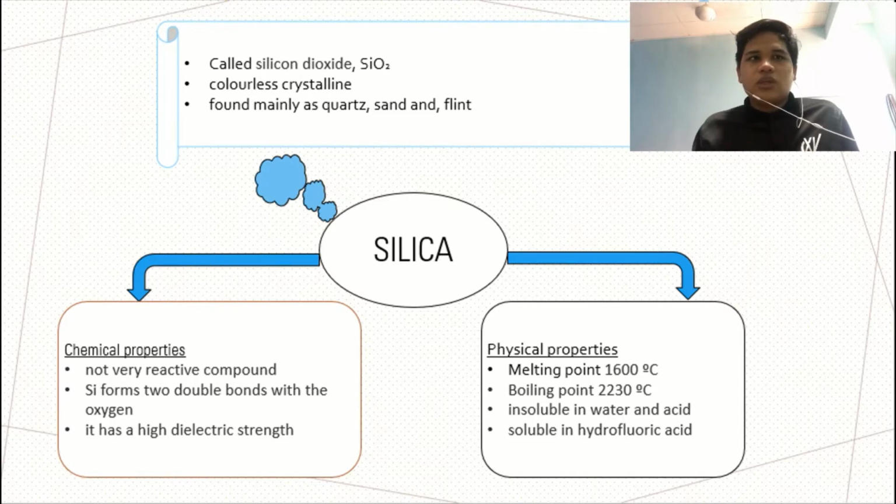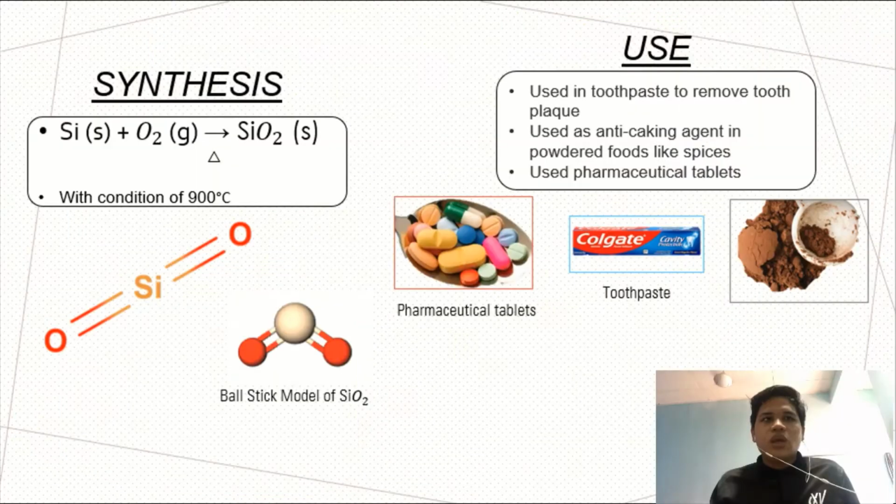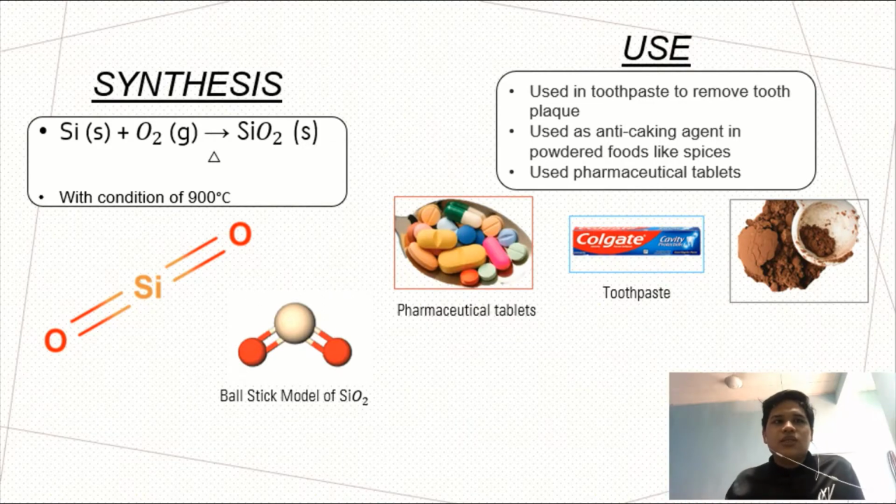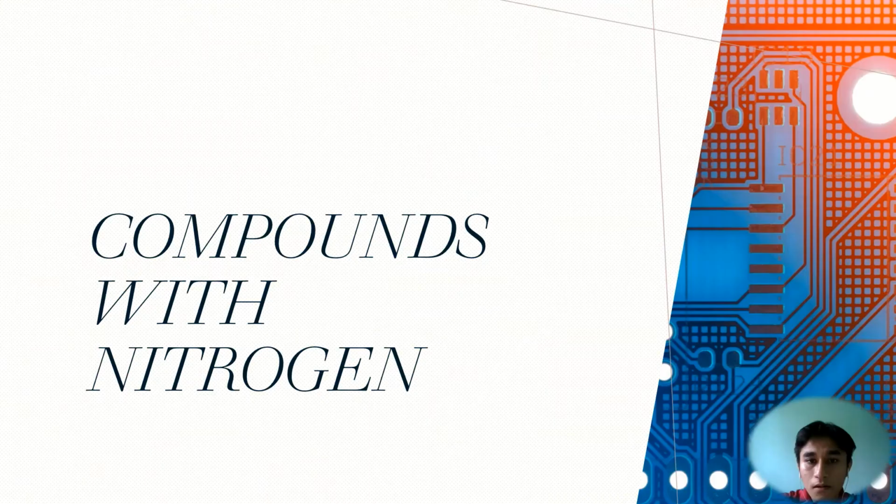Moving on to the physical properties, the compound has a melting and boiling point of 1600 degrees and 2230 degrees respectively. For its solubility, it is insoluble in water and acid except for hydrofluoric acid. For its synthesis process, solid silicon reacts with oxygen gas, producing silicon dioxide at a temperature of 1900 degrees Celsius. Lastly, silica is used in toothpaste as tooth plaque remover, anti-caking agent, and also in pharmaceutical tablets.